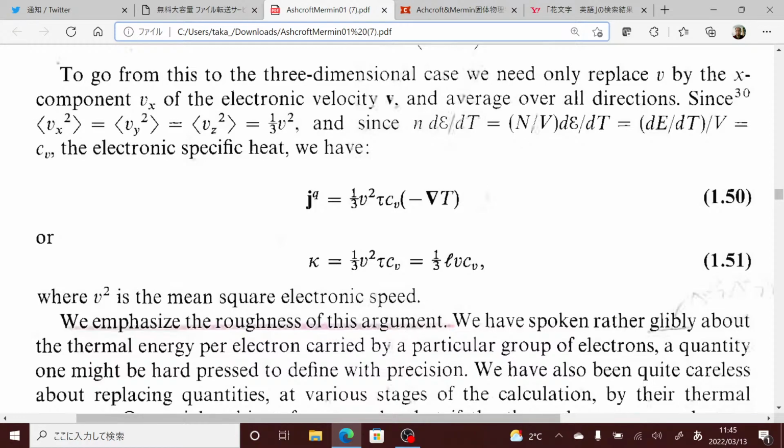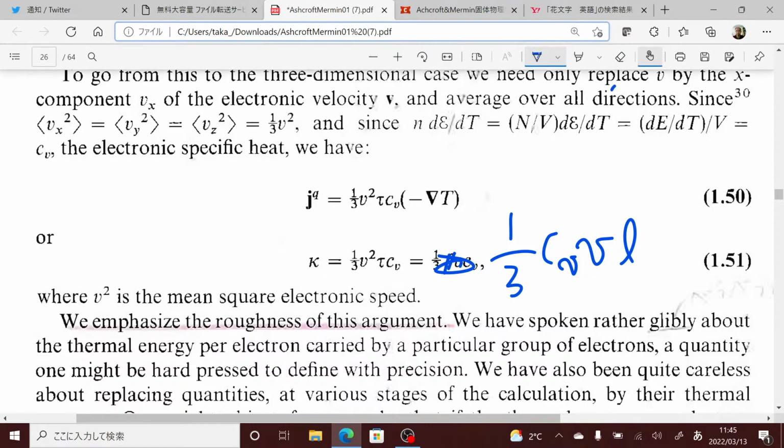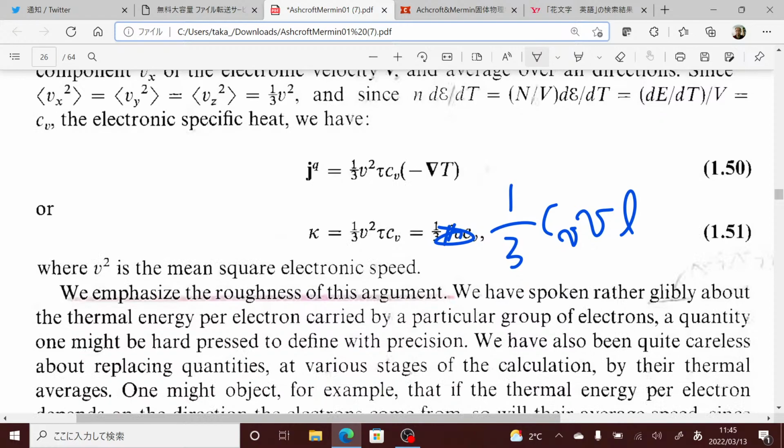I think usually we write this way. Usually we write one third c_v v l. I think this is the order adopted in Kittel, where v squared is the mean square electronic speed.